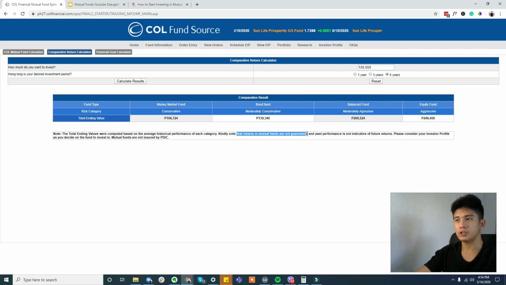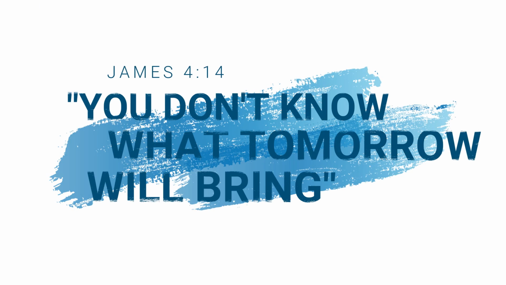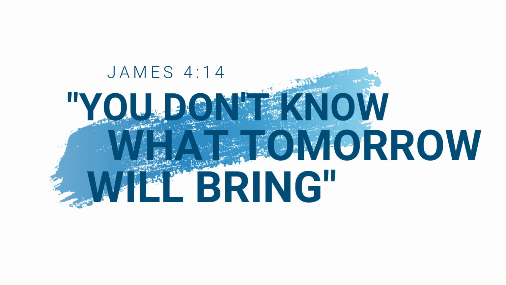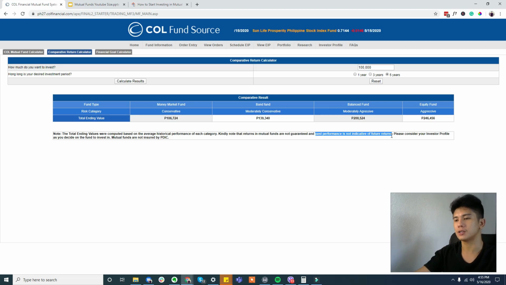So again, please note that returns are not guaranteed, and past performance is not indicative of future returns. We really don't know about the future. The future is uncertain. That's why it's called investment. There's an amount of risk involved in exposing your money to growth. Please consider your investor profile as you decide on the fund to invest in.